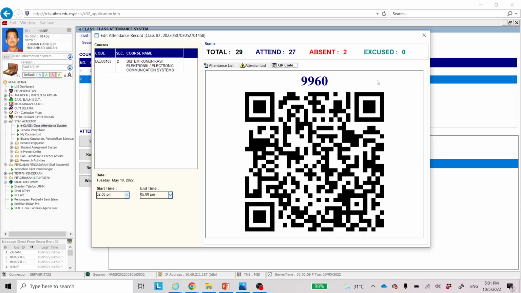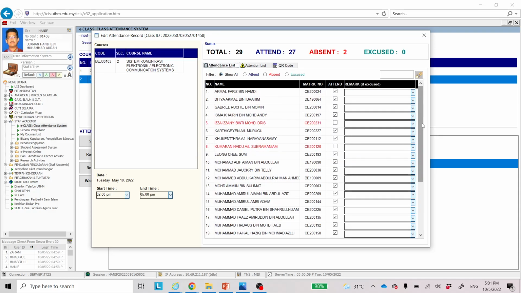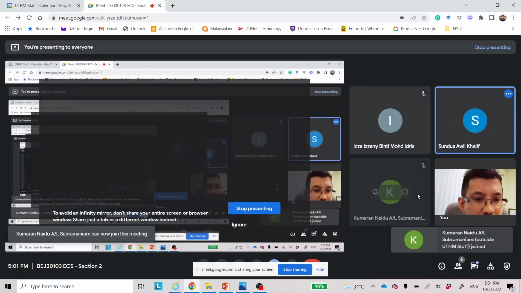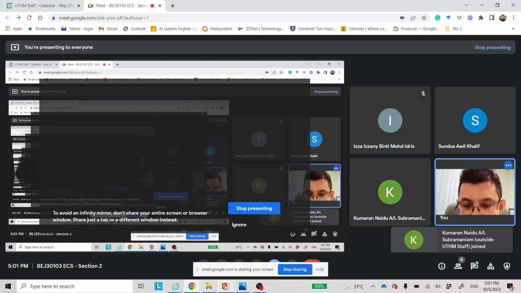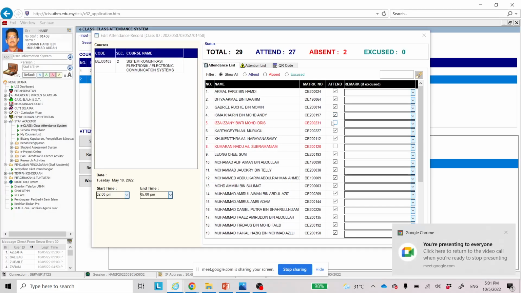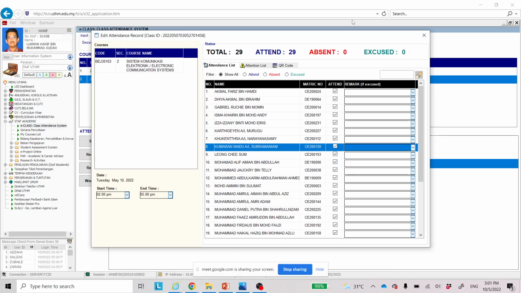Doctor, can you go back to example 3.7? I need to see one more. Wait. Any more attendance? Where are Iza and Kumaran? Kumaran just came in. So Iza and Kumaran are there. Iza attended, Kumaran also. Okay, done. Thank you, Doktor. Okay, welcome.